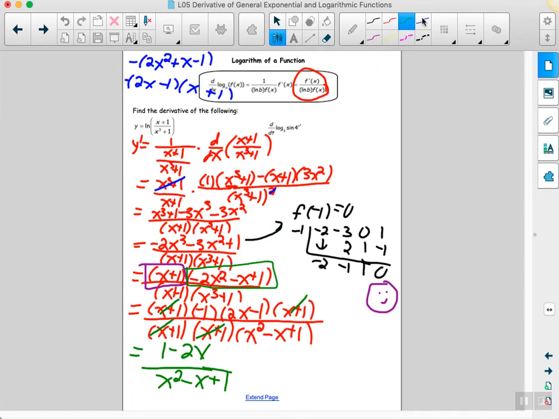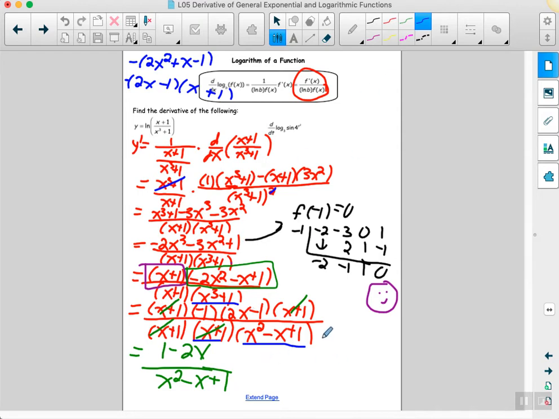And, oh my goodness, let's get another color pen here. X cubed plus 1 can be factored as a sum of cubes. So it would factor into x plus 1 times x squared minus x plus 1. You can look up the formula for the sum of cubes. And now those x plus 1s cancel out. Distributing that negative through, I get 1 minus 2x all over x squared minus 1 plus x.